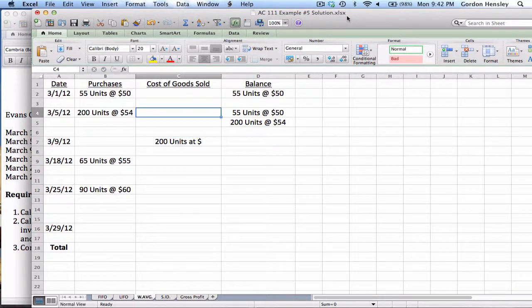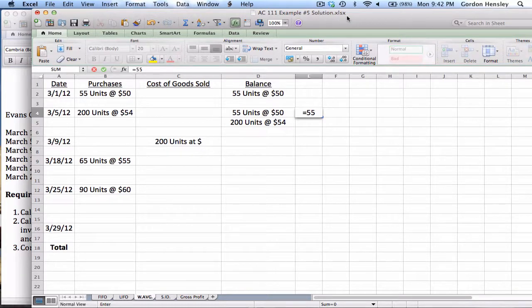So I'm going to go over here to the right hand side and actually figure out what the average price is at this point. So I've got 55 units at 50. That's $2,750. I've got 200 units at 54. That's $10,800. I'll add these two together. That's a total value right now of $13,550.